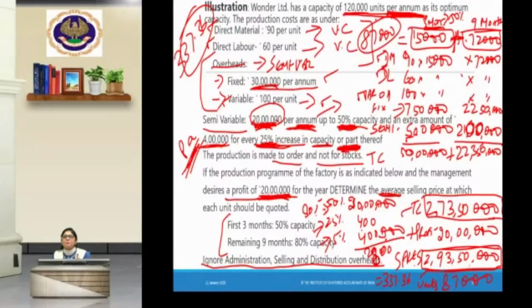See the interpretation of the line. Students, interpretation of the question is very important. You don't have to take 4 lakh for 5%. You have to take the full 4 lakh even if it is an extra 1% only. You don't have to do it proportionately. It's very clearly written: 4 lakh for every 25% increase in capacity or part thereof. Interpretation of the question is very, very important.